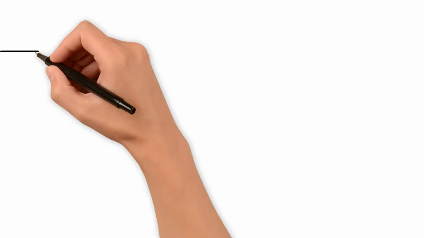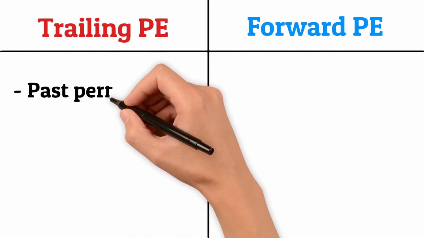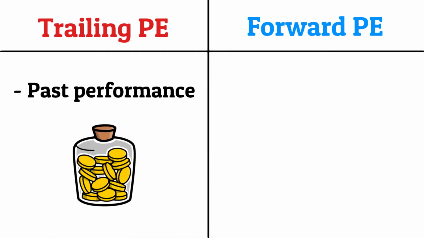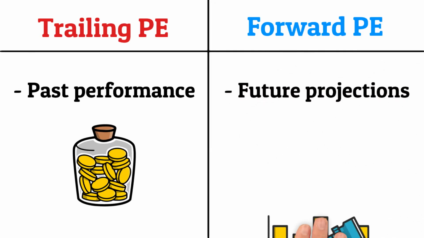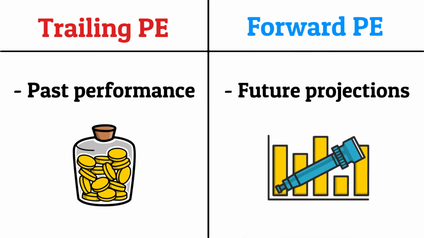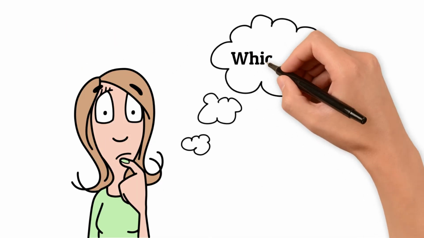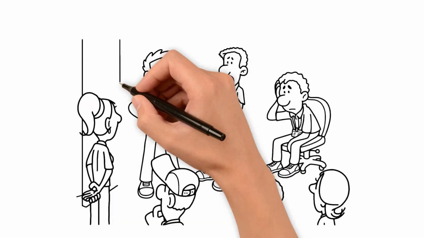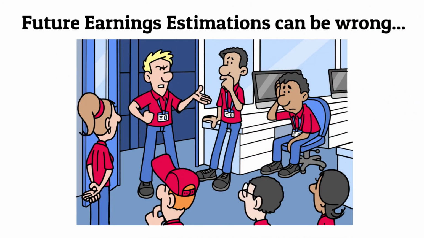You'll often hear about two types: trailing PE and forward PE. Trailing PE looks at past performance using the company's earnings over the last 12 months. Forward PE is based on future earnings projections, which can give insights into where the company is heading. Both are useful, but they tell slightly different stories. Trailing PE is based on real data, while forward PE relies on estimates, and those estimates can sometimes be wrong.